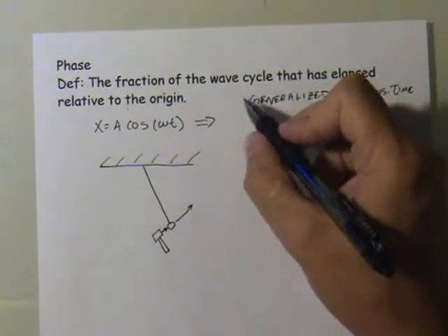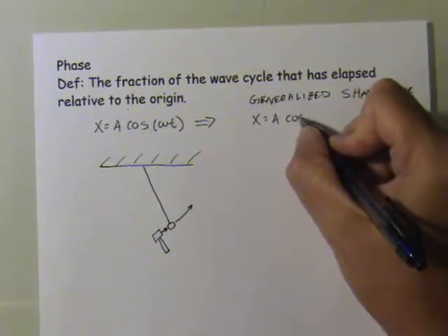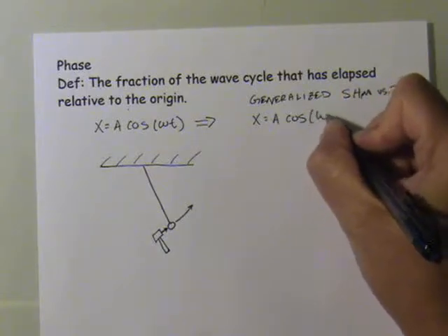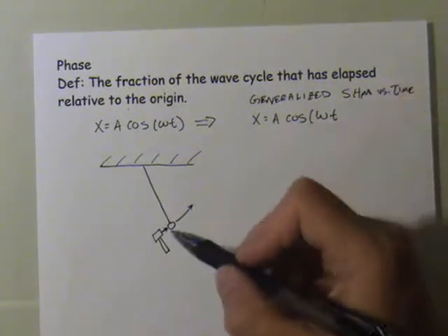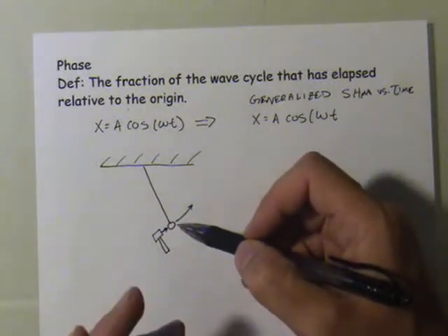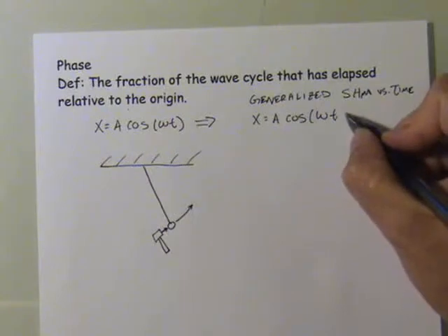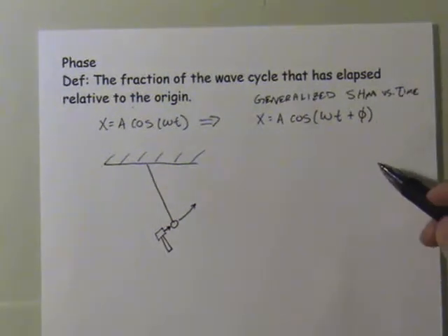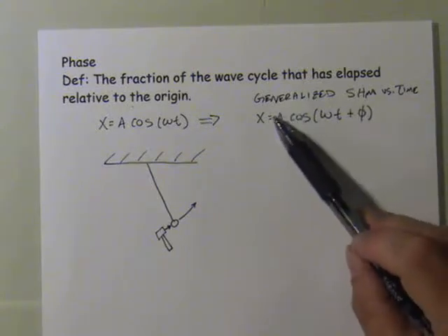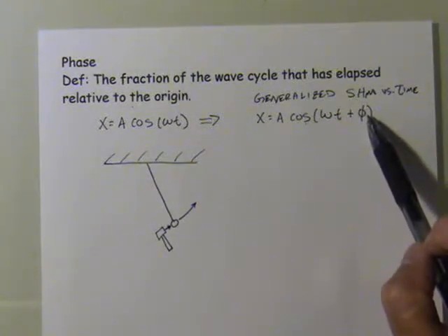And the way that we would do that is, the equation looks essentially the same, except that we need to add something to address the fact that, relative to the traditional origin, which would be at its maximum amplitude, it's not quite there. So we add something that in most books would be referred to as phi. So the displacement is a cosine omega t plus phi.